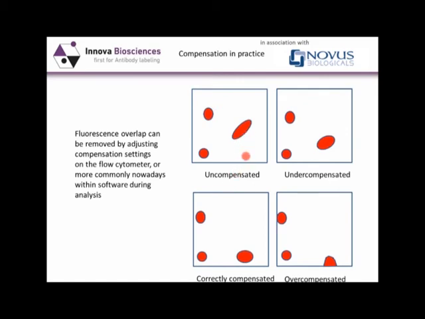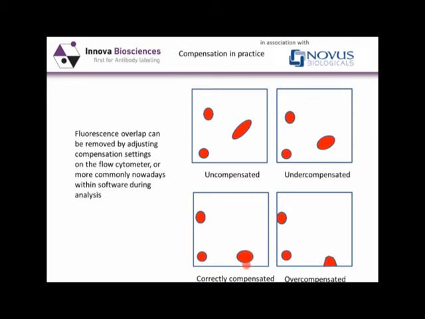Anyway, this is typically uncompensated data. You can see that FITC stained cells along this axis are overlapping into the phycoerythrin channel on the y-axis. So these cells are not actually expressing any PE labeled marker. This is literally overlap. And using the electronic settings on the machine, you can begin to remove that overlap in stages. And you'll see this is an example where compensation has been applied but perhaps not enough, and this is data that is undercompensated.